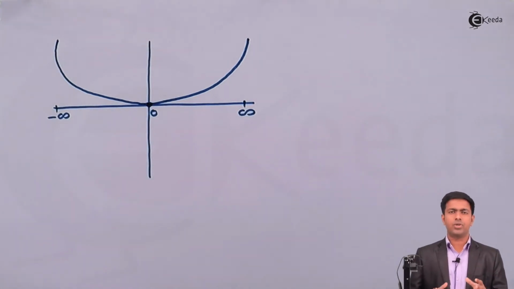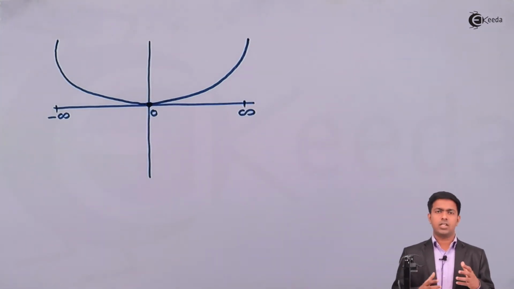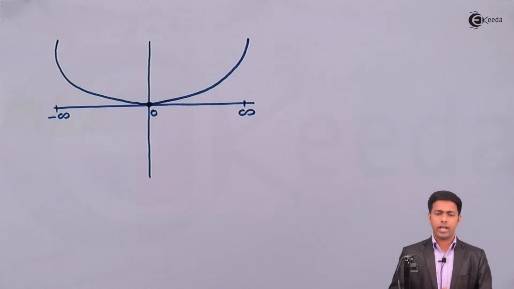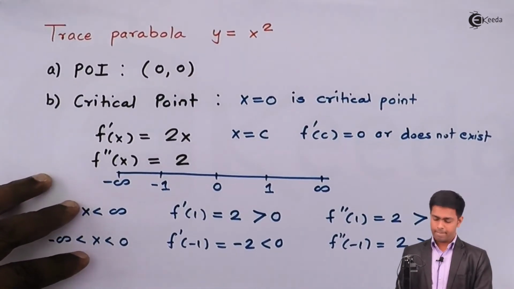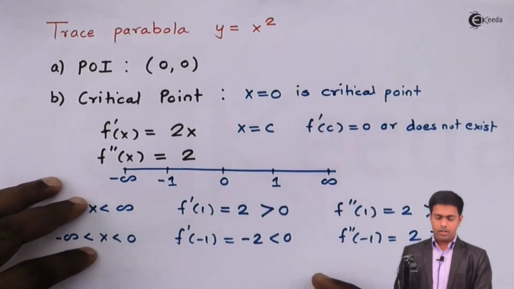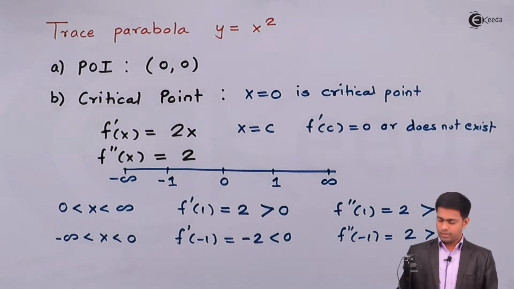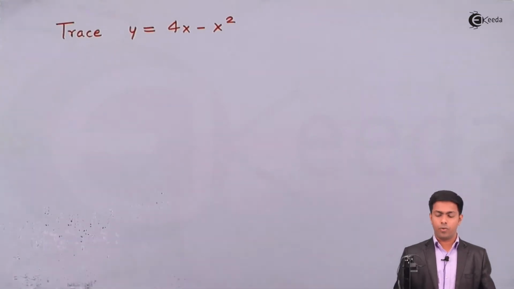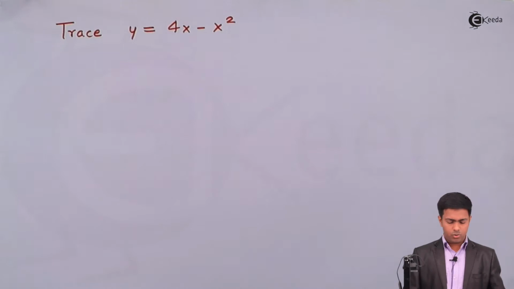So you must have understood how this parabola will look. Curve tracing gives us a rough idea about the shape of the curve and where that curve will intersect the x and y axis. So guys, this is the first parabola. Now we'll trace another parabola. Here I have the equation y equal to 4x minus x square, and for this again we'll follow the two-step process.